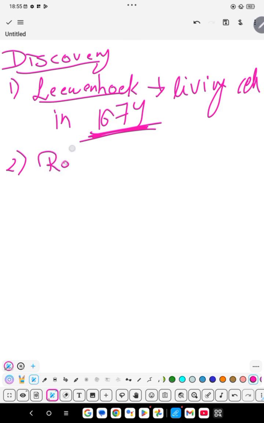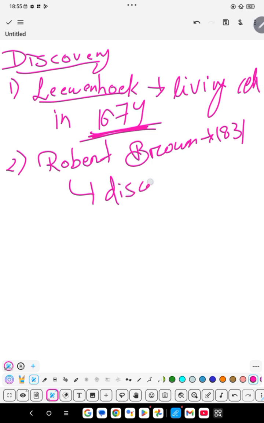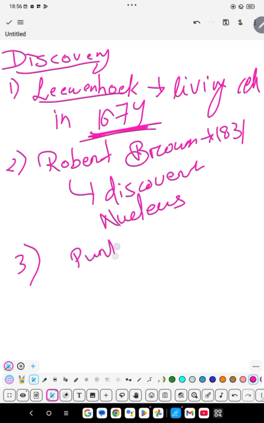Robert Brown in 1831 discovered the nucleus. Then Purkinje in 1839 discovered protoplasm.